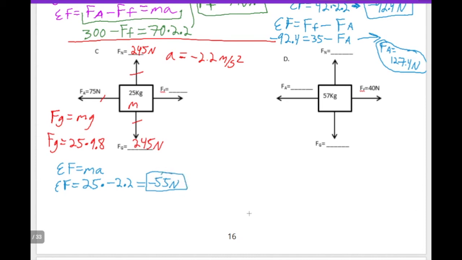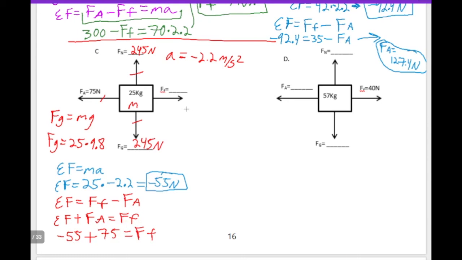Now that we have that net force, we can use that to solve for our force friction. We know that net force is equal to the forces that point in the positive direction minus the forces that point in the opposite direction. I'm going to take one more step before I plug my numbers in because I want to get force friction by itself. So I'm going to add force applied over to the other side. So I have net force plus force applied is equal to force friction. Now I plug my numbers in. I get negative 55 plus 75 is equal to force friction. If we solve, we find out that force friction for this problem should be 20 newtons.